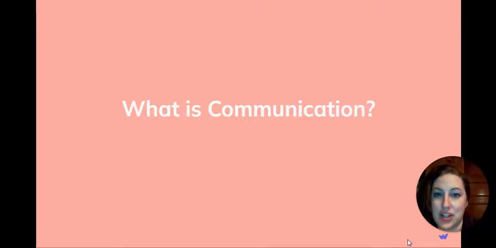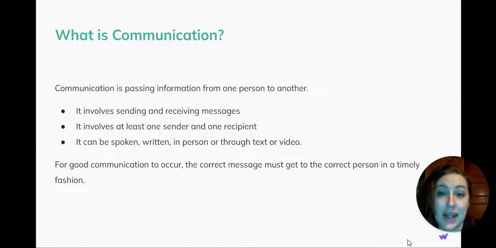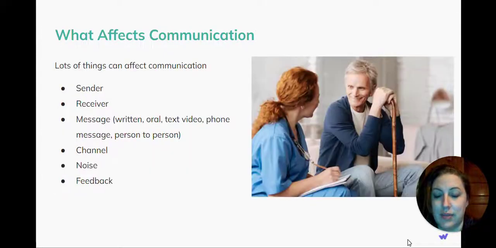What is communication? Communication is passing information from one person to another. It involves sending and receiving messages. It involves at least one sender and one recipient. It can be spoken, written, in person, or through text or video. For good communication to occur, the correct message must get to the correct person in a timely fashion.